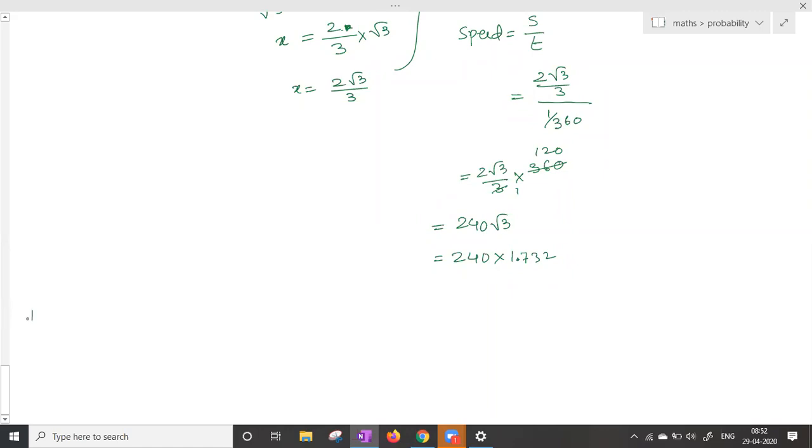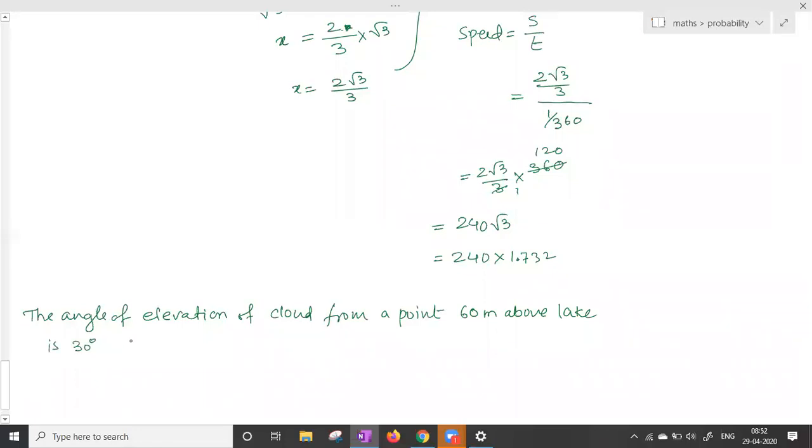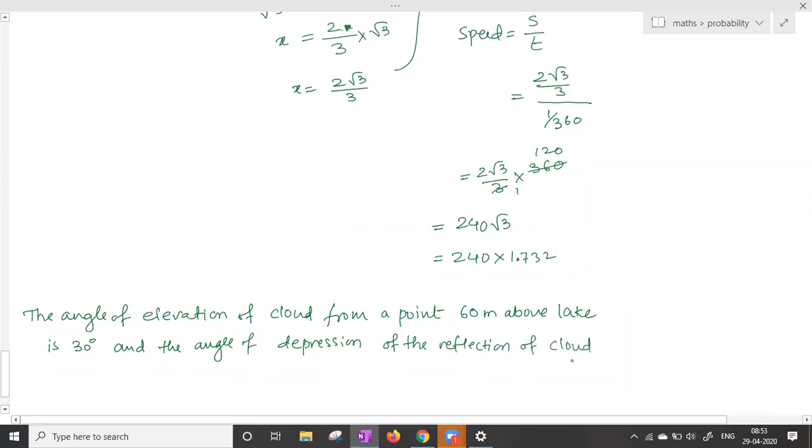The angle of elevation of a cloud from a point 60 meter above the lake is found to be 30 degree, and the angle of depression of the reflection of the cloud in the lake is 60 degree. Find the height of the cloud.